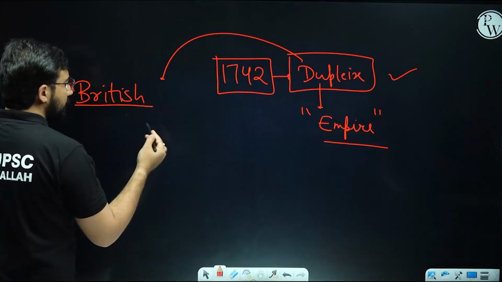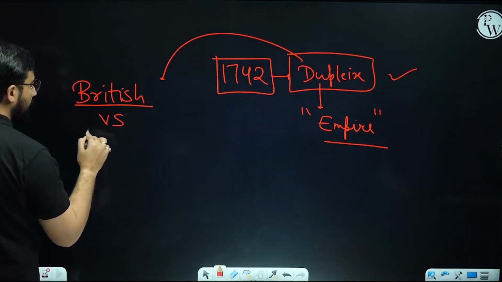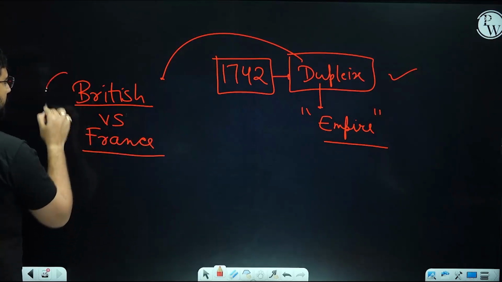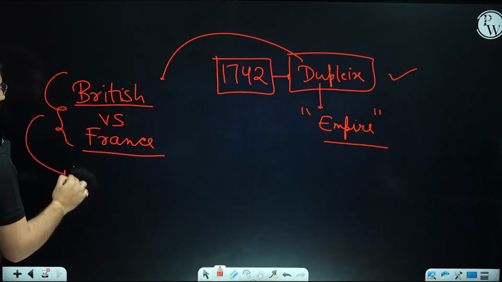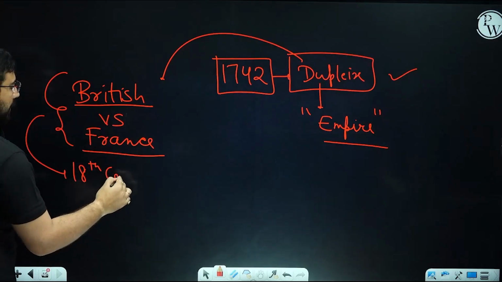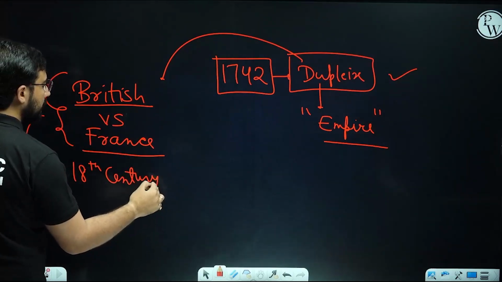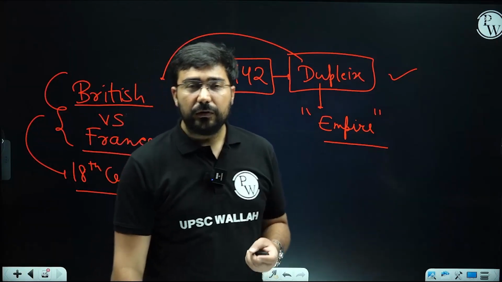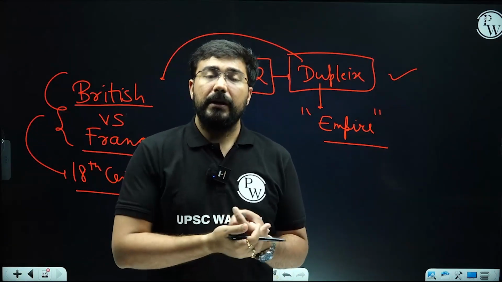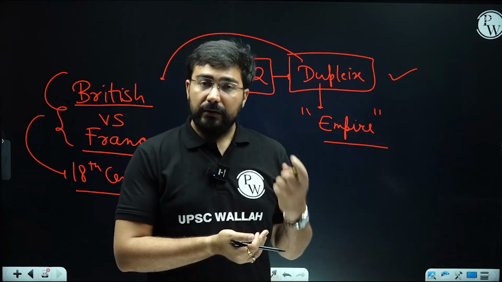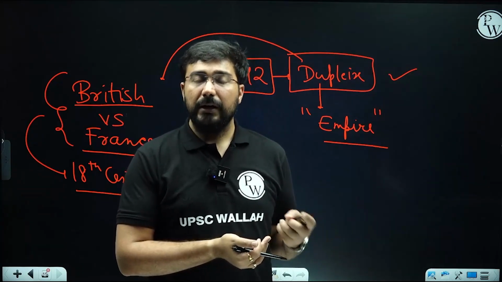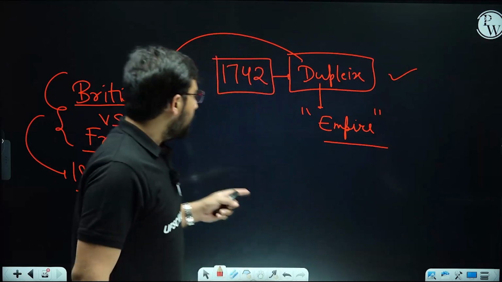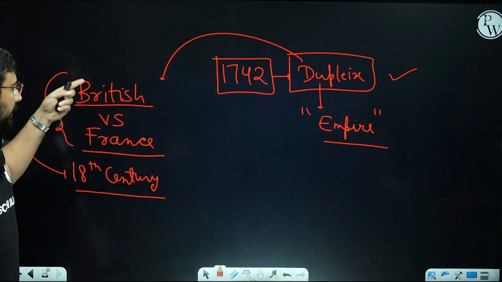In fact, if you see throughout the 18th century in Europe, there was a fight going on between Britain and France. These two were the biggest rivals in the 18th century. So India was not an exception to that. In the 18th century, they fought multiple wars. They fought the Seven Years' War. They were on different sides in the American War of Independence, in which the French army men helped the Americans in getting independent from the British. So lots of rivalry was there between Britain and France.